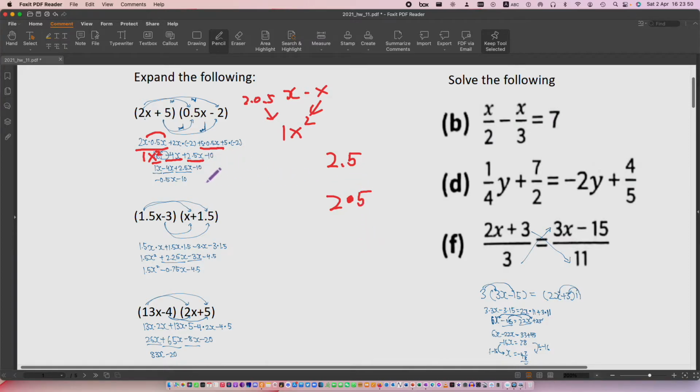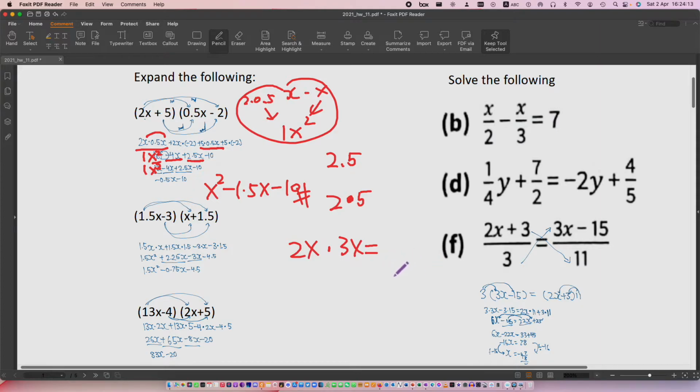Okay, so it's 2.5x. The rest is quite okay. Because this is actually 1x squared, so you're not supposed to combine. So basically you end up with x squared, then minus 0.5x minus 10. Okay, so this is the correct answer. Your mistake is here. If I give you 2x times 3x, what do you get? 2 times 3? 6. X times x? Yeah, correct.